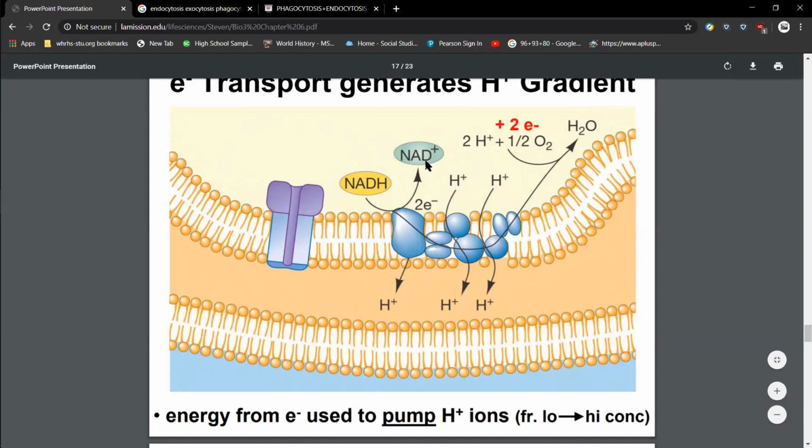Now because we're pumping, remember when we say pump, we generally mean from low concentration to high concentration. So because we're pumping from here to here, that means that there's a low concentration of hydrogen here and a high concentration of hydrogen here, which means that the hydrogen wants to move this way. It wants to come back, but it can't because it's being pumped out here. So the energy of movement of the electrons pumps the hydrogen from the matrix into the intermembrane space.